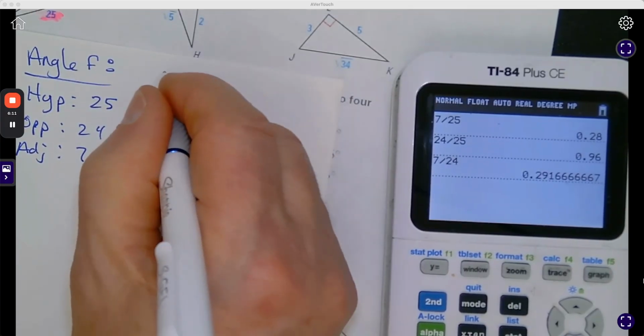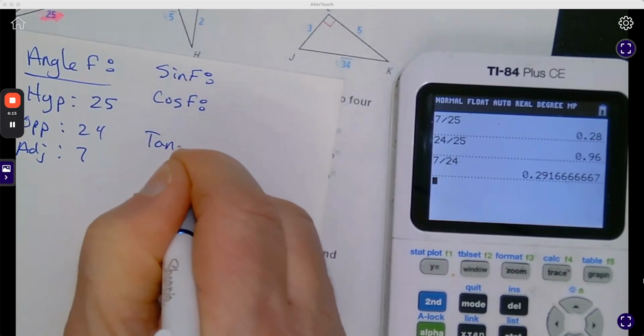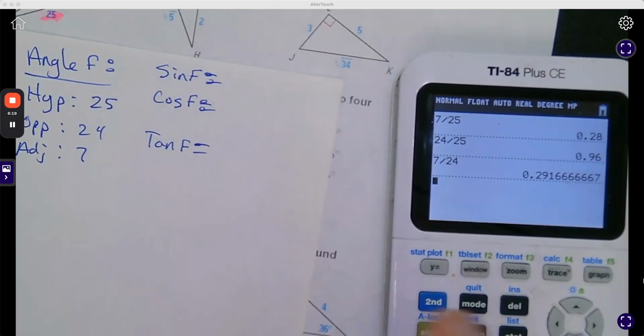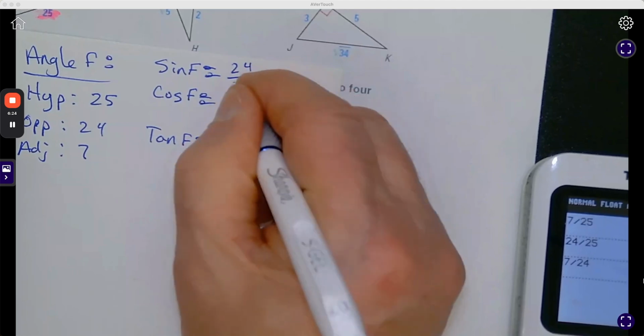Oh, no. Let's start with sine of the F. I like to do it in that order. And the tan of the F. Oh, I did that. Should be equals. Okay, let's do it. Sine is opposite over hypotenuse.